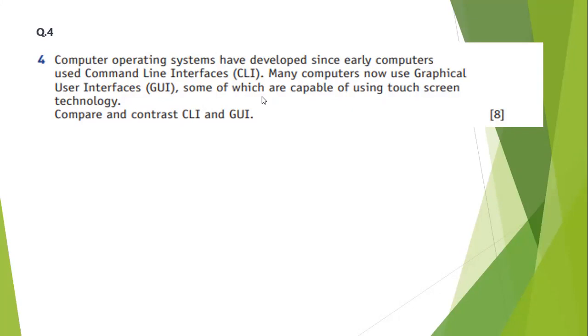Okay, your answer is right, but it's a very small answer. According to 8 marks, you have tried many points. At least four, you have to give four comparisons. So 2 marks each comparison can get. Okay. Where is Arsh?